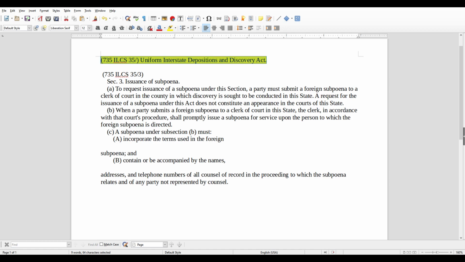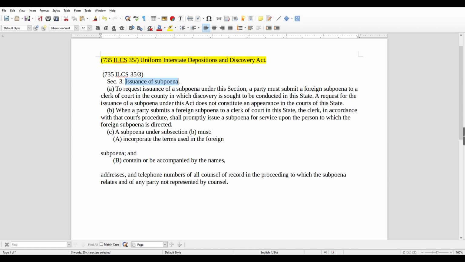And the reason the prosecution doesn't have the ability to make this excuse is because of something called the Uniform Interstate Depositions and Discovery Act, right? And this is in Illinois, 735 ILCS 35, right? And it talks about issuing foreign subpoenas, right? According to this act, it doesn't matter where the person is, if they're in Puerto Rico or California and the case is happening in Illinois, or maybe they're in Italy, then they can issue a foreign subpoena, right?